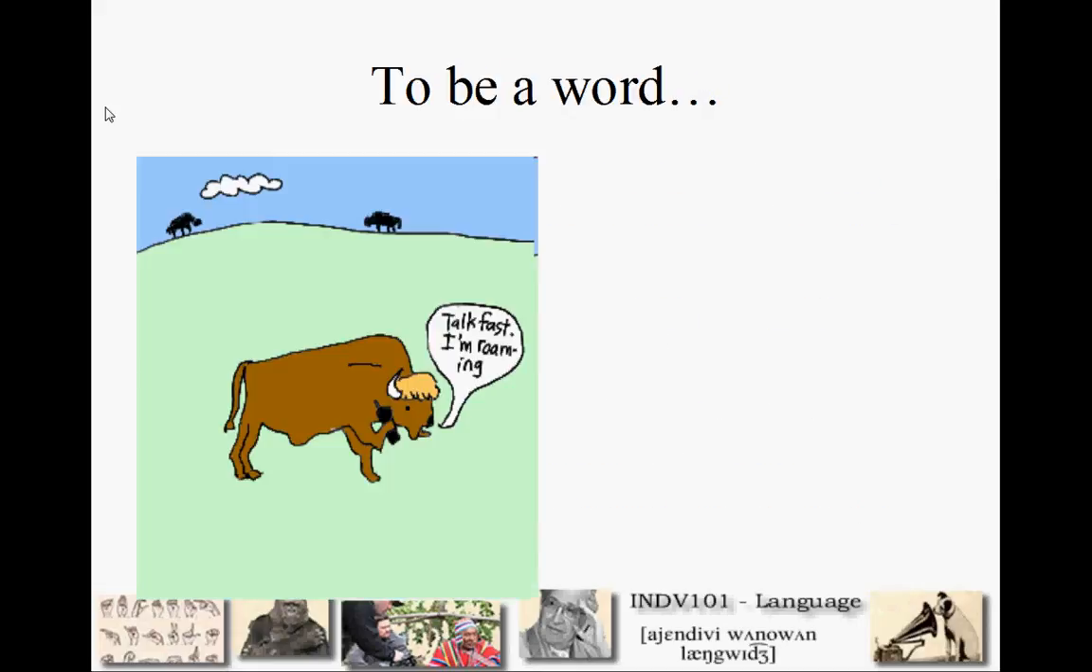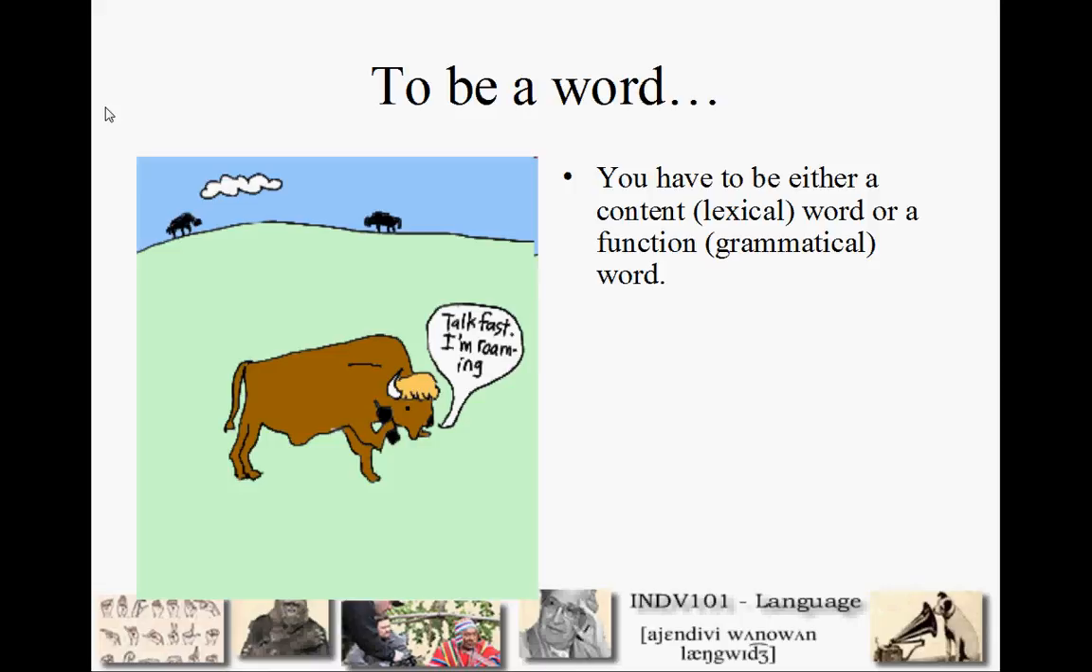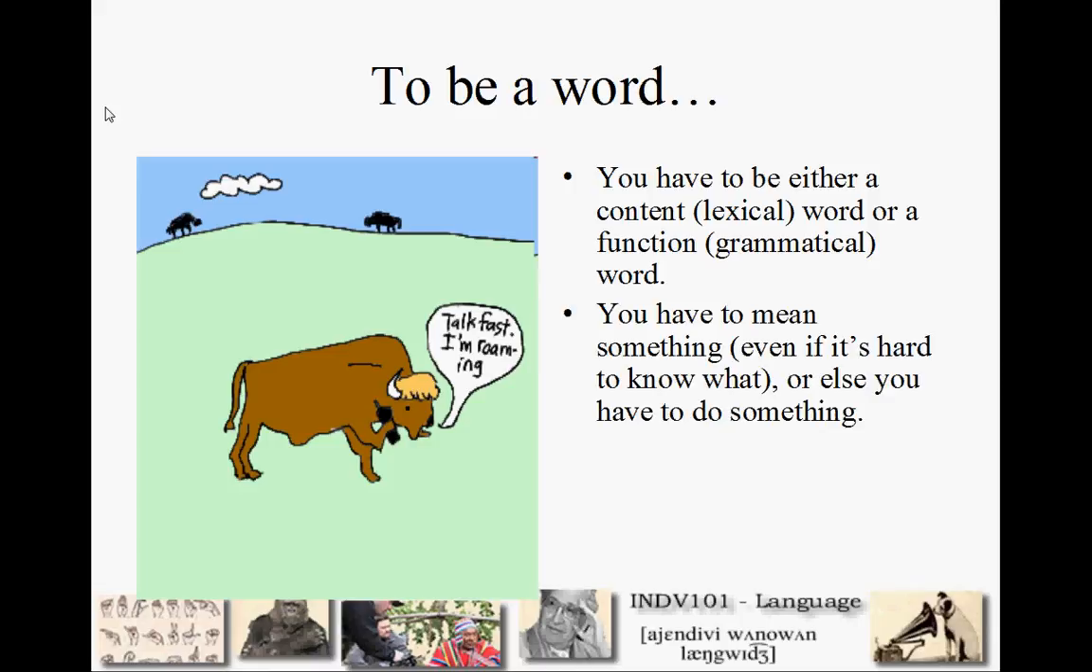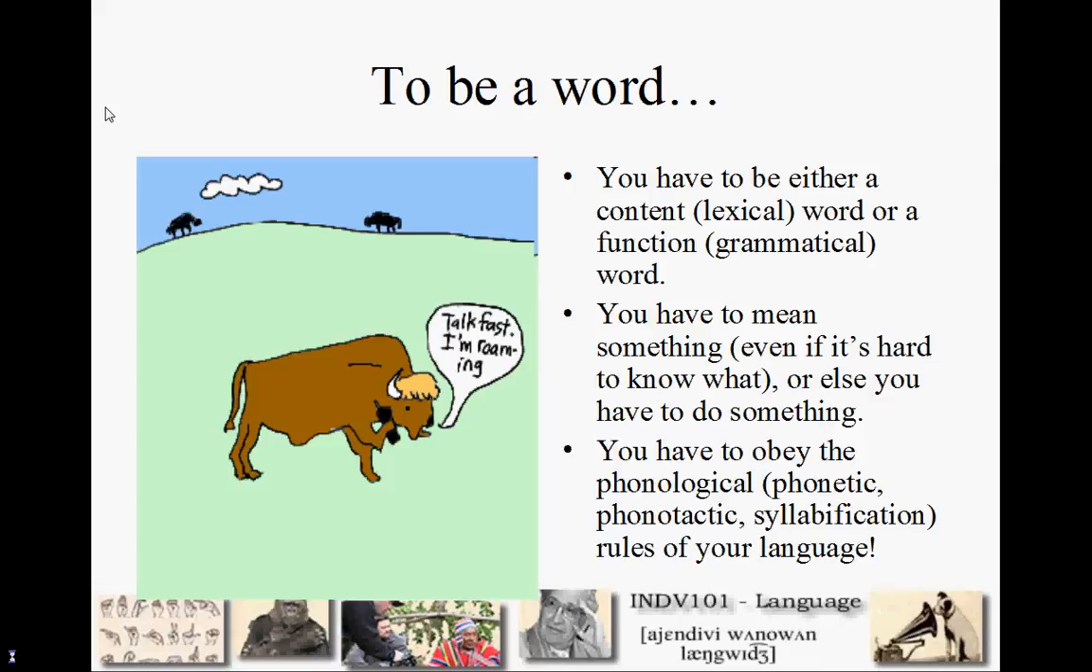Alright, so just summing up, to be a word you have to either be a content word or a function word. And you have to mean something if you're a content word, and if you're a function word, you have to do something in the sentence. And then as that last slide showed us, you also have to obey the phonological rules. So you have to be a well-formed syllable, you have to be phonotactically valid, and all of these other sort of sound-related rules of the language.